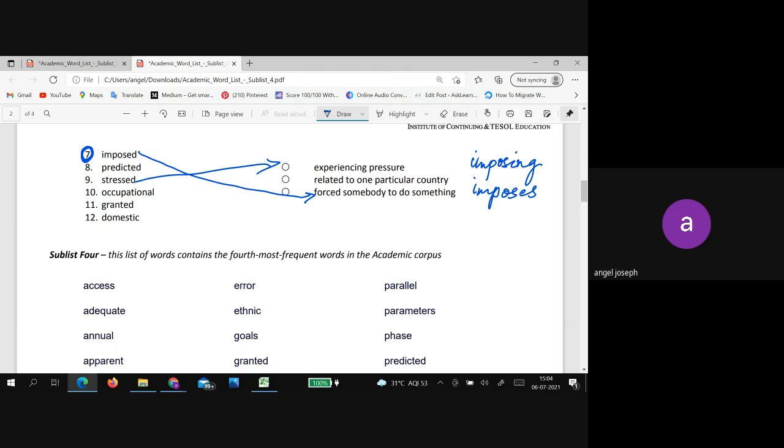Domestic. Is it something related to this option? Is it domestic?